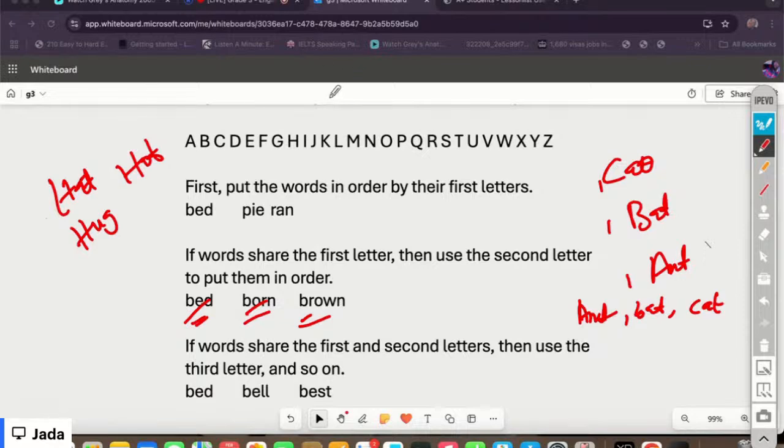So we have A, O, U. So that means hat comes first, then hot and hug. Yeah. So of course A comes before O. Yeah, exactly. So hat, hot, and then hug. All right.